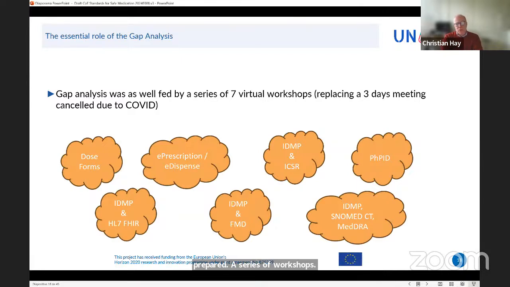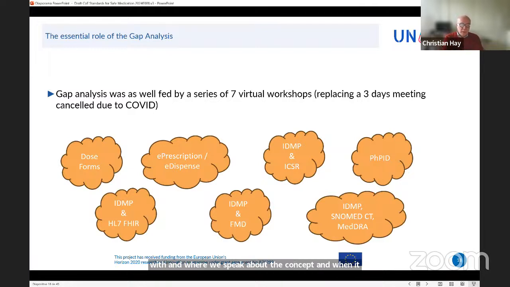So for dose form, what is a dose form? And they are full of mysteries around dose forms, e-prescription, e-dispense, and so forth. Sometimes the acronym might be a bit obscure for you. IDMP, I suppose you know, but ICSR, individual case safety reports, so adverse event. We will speak about that later. PHPID, what is this? The pharmaceutical product identifier. IDMP and HL7 FHIR. Well, this is possibly also to explain that IDMP is an ISO standard per se, to start with, where we speak about the concepts.